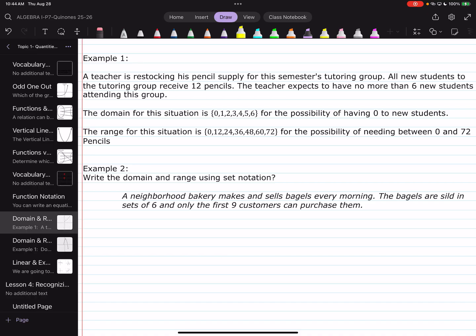A teacher is restocking his pencil supply for the semester's tutoring group. All new students in the tutoring group receive 12 pencils. The teacher expects to have no more than 6 students attending the group. Here's the domain and range for the scenario, everybody.